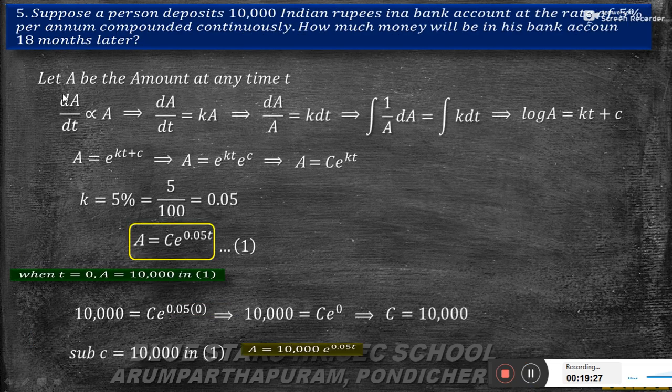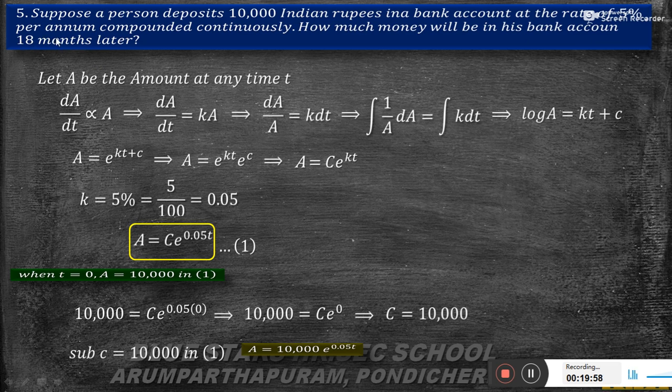So you see here, suppose a person deposits 10,000 Indian rupees in a bank account at the rate of 5% per annum compounded continuously. How much money will be in his bank account 18 months later? That means a person deposits 10,000 in the bank. The rate of interest is 5% per annum, compounded. Next, how much money will be in his bank account 18 months later?